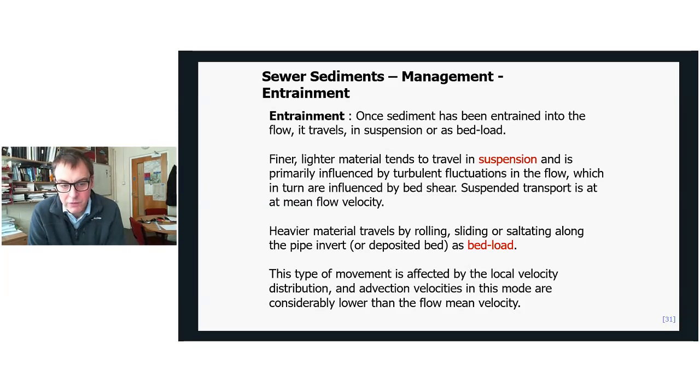Heavy material travels by rolling, sliding, or saltating. Saltating just means kind of jumping along the pipe invert or deposited bed as bed load. This type of movement is affected by the local velocity distribution, and advection velocities in this mode are considerably lower than the mean flow velocity. So what this means is that the bed load tends to move slower than the average flow velocity, whereas suspended material moves more or less at it.